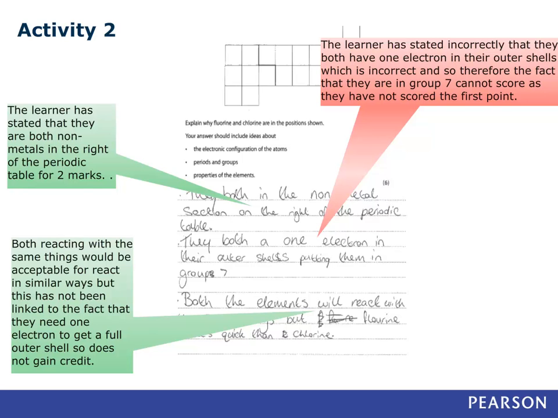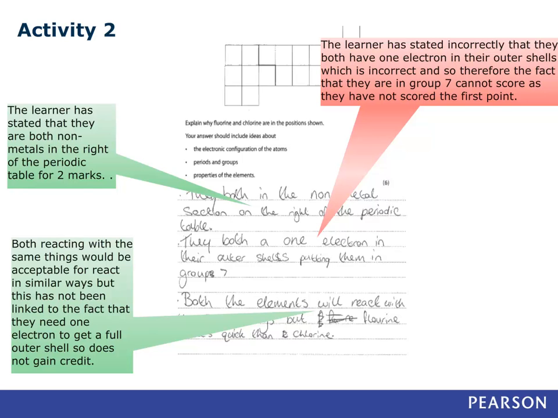The learner starts by stating that they are both non-metals, so are both on the right of the table. This point is worthy of 2 marks. They go on to say that they both have 1 electron in their outer shell, which is incorrect. They say that this means that they are in group 7, which is incorrect, and so no credit can be scored for this part.